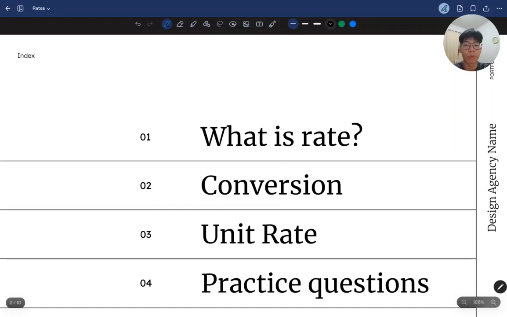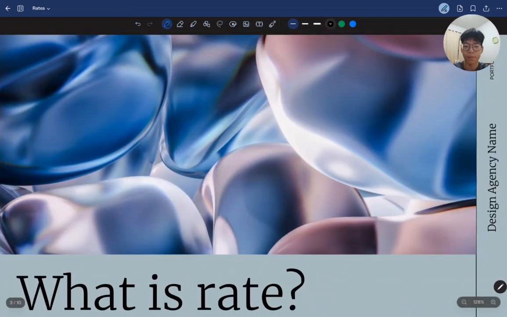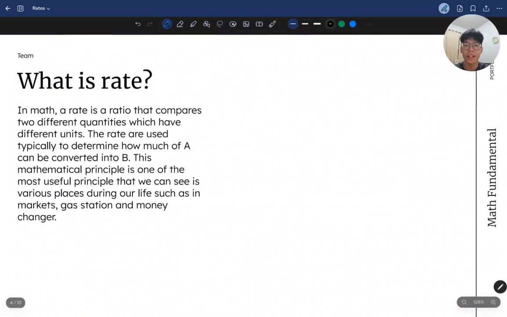In today's agenda, we're going to learn about what is rate, how to convert rate, the unit rate, and some practice questions. So what is rate? In math, a rate is a ratio that compares two different quantities which have different units. Rates are typically used to determine how much of A can be converted into B. This mathematical principle is one of the most useful principles that we can see in various places during our daily life, such as in markets, gas stations, and money changers.